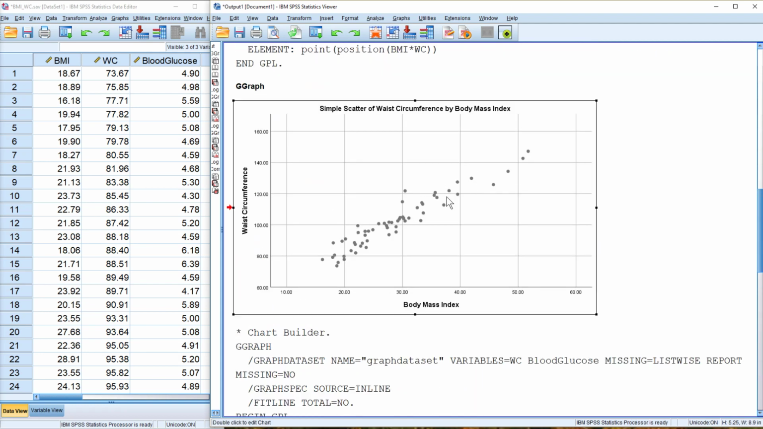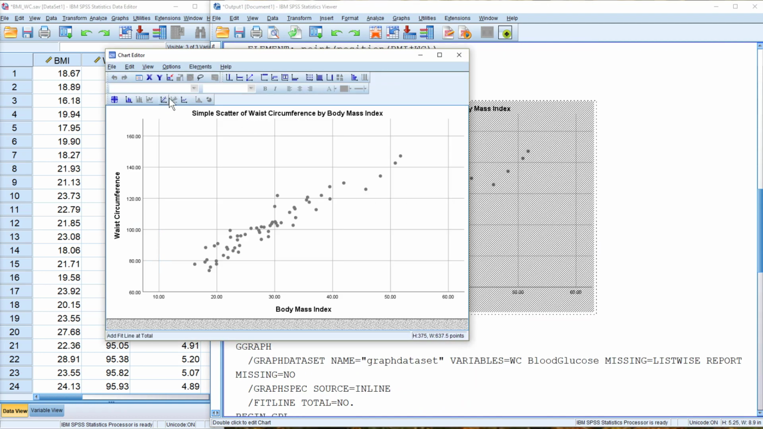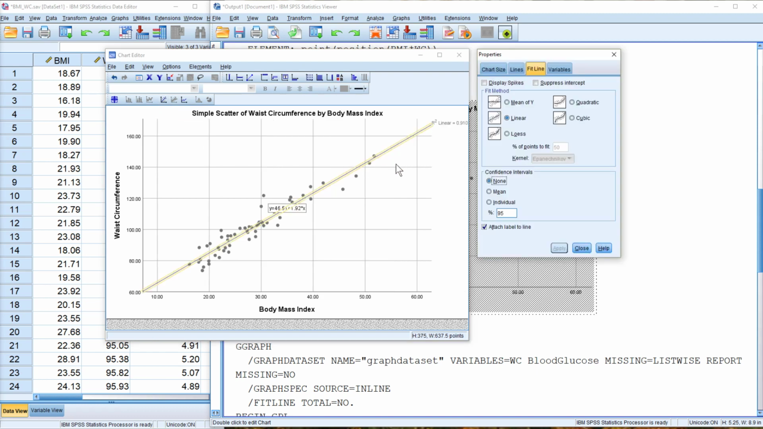Now, if we double click onto the graph, we can actually pop the regression equation straight onto it because we're just looking at a simple linear regression. So that's under add fit line at total. Fit line just means the straight line which fits the best. That's a mathematical calculation that's done basically by averaging out all the dots. I mean, it's obviously a bit more complicated than that, but essentially that's what it's doing.